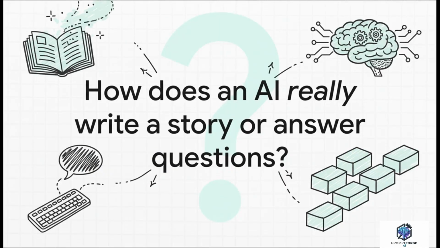I mean, it really does feel like magic sometimes, doesn't it? You type in a question and boom, out comes this super coherent, creative, sometimes even funny answer. So what's really happening in there? How does an AI go from just a few of your words to a whole paragraph? Well, that's exactly what we're going to break down.